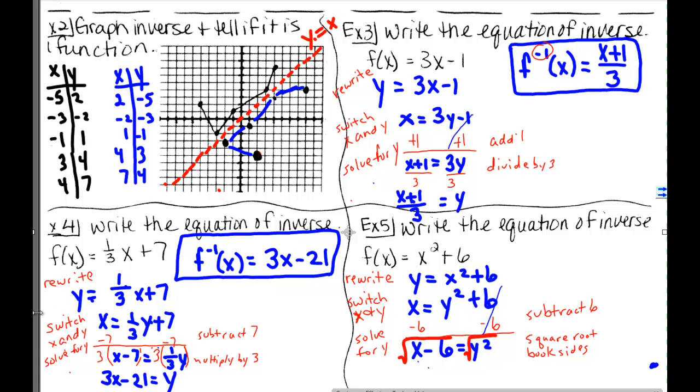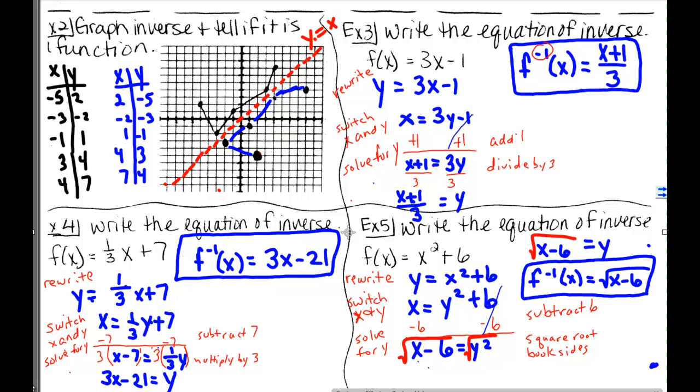Take the square root of both sides, and I end up with y equals the square root of x minus 6. We are done. All we need to do is rewrite the equation in function notation. F inverse of x equals the square root of x minus 6.